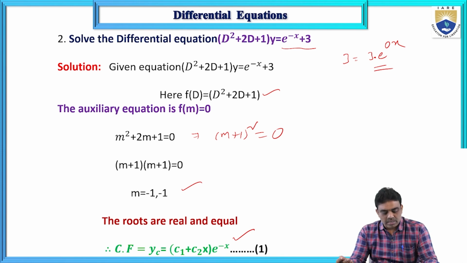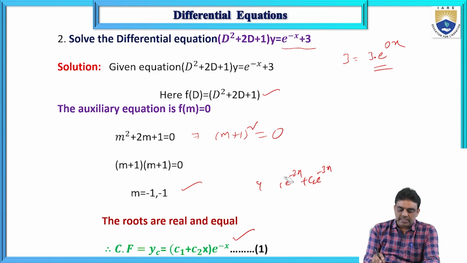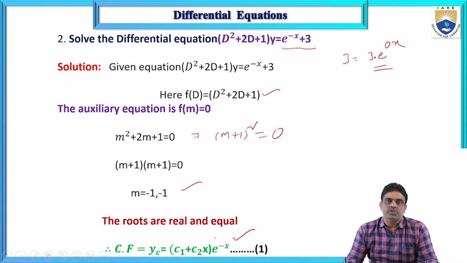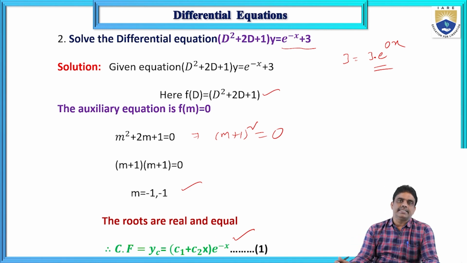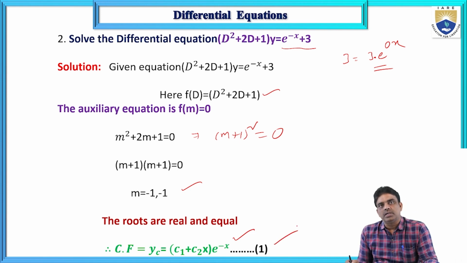In the previous example the roots were distinct, so we wrote c1 e power minus 2x plus c2 e power minus 3x. But here the roots are one and the same. The roots are real and equal. When the roots are equal, the form will be (c1 plus c2x) into e power minus x. So this is the first part of the solution, the complementary function.